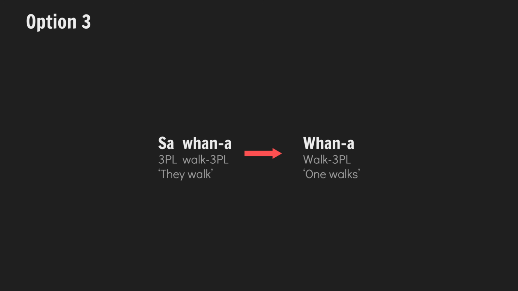And option 3 is where a change in marking indicates impersonalization. Like, say your language is a pro-drop language. Perhaps the dropping of the independent marker creates an impersonal meaning. "Sa Juana", independent person marker, they walk. "Juana", no independent person marker, one walks.